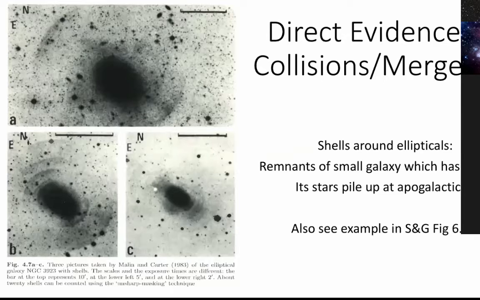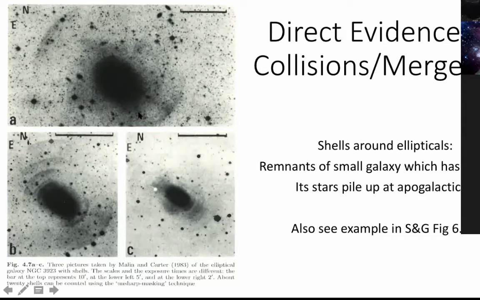This is a less obvious one. Here's a seemingly just by itself elliptical galaxy. What the heck are these sharp shells? A real concentration of stars over here, and there's one over here. They're on opposite sides. This happens when a small galaxy falls into a big galaxy and gets torn apart by the tidal force of the large galaxy.